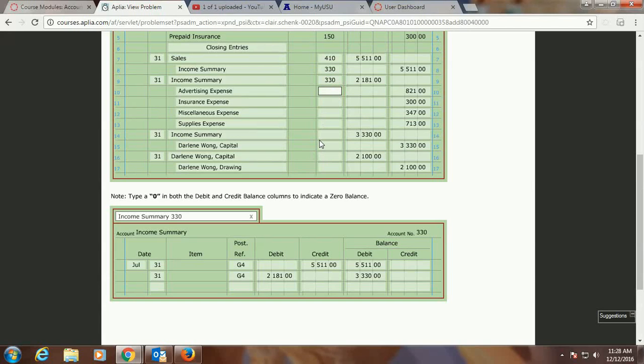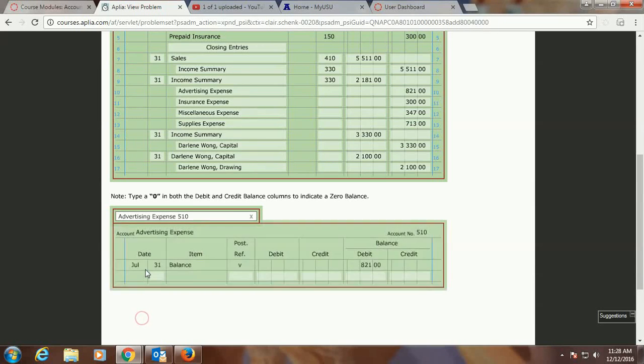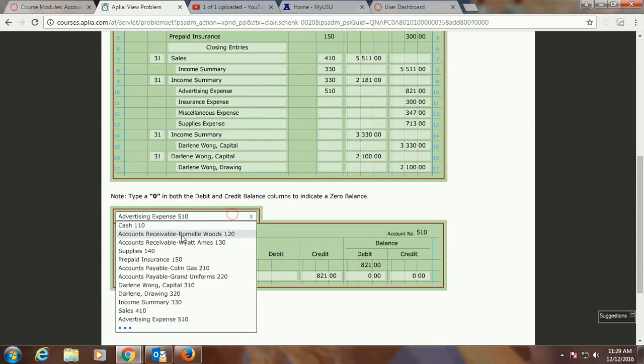So now I'm going to close the next few accounts. Advertising expense is my first one. On the 31st, it's G4. Looks like it's a credit of $821. That gives me a zero balance now. And then I put the account number 510 here, and that has a zero balance.